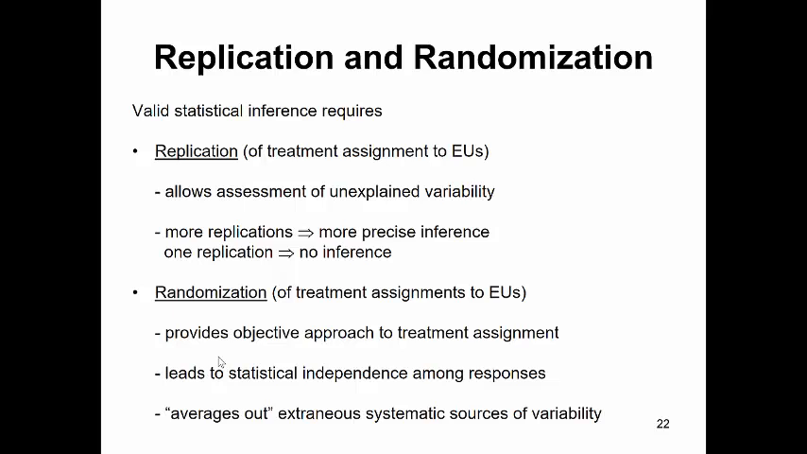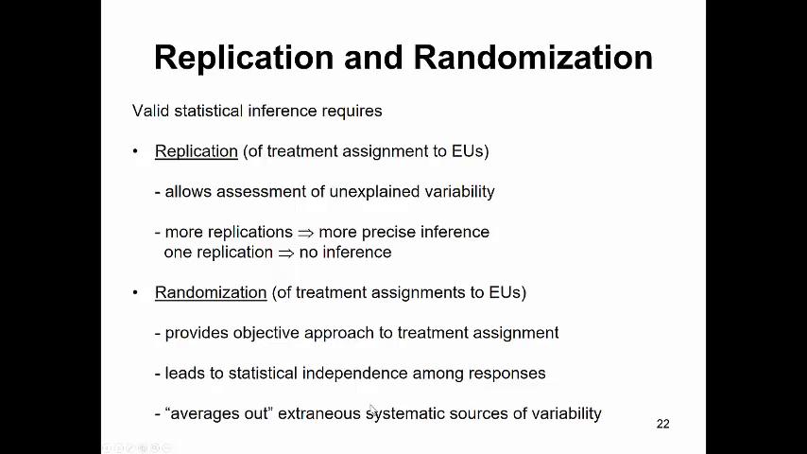Okay. The other important idea is randomization. So it provides an objective approach to treatment assignment. It leads to statistical independence among your responses, and it averages out extra sources of variability. So I'd say that that's one of the major advantages of randomization. It's one of the main concepts of experimental design, because it's just going to average out things that you don't even think about happening.